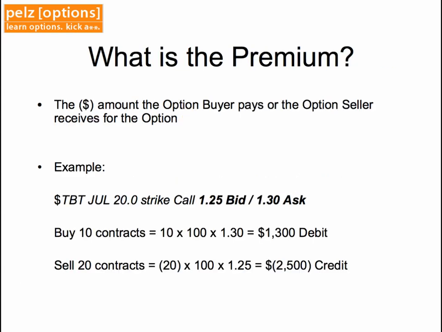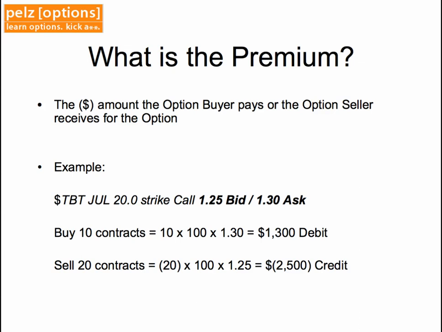Okay, what is the premium? The premium is the dollar amount the option buyer pays or the option seller receives for the option. Example, TBT, this is another ticker. The TBT July expiration 20 strike calls are currently 1.25 bid, 1.30 ask.